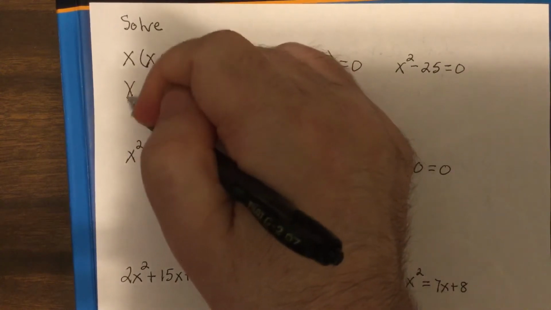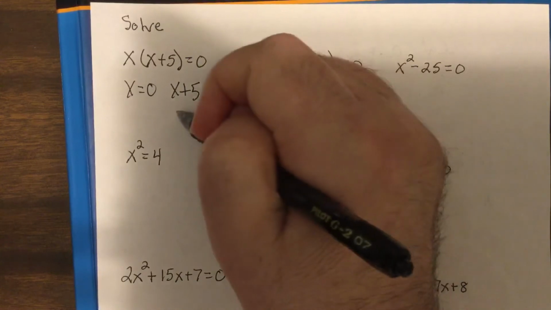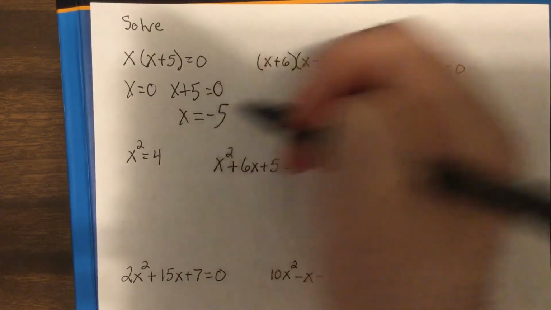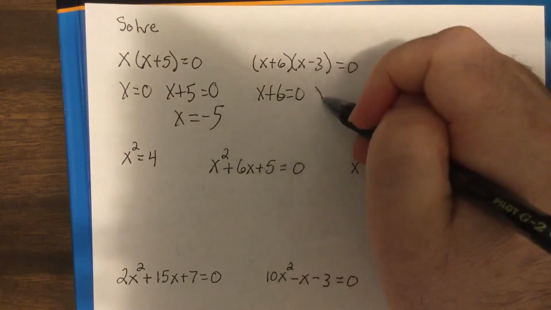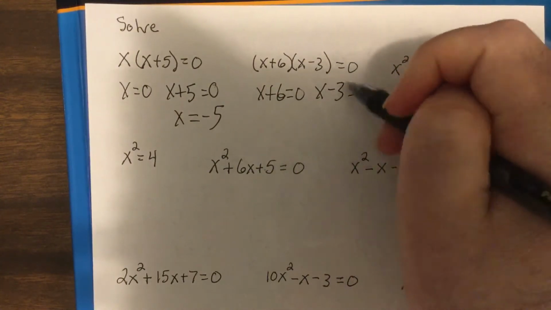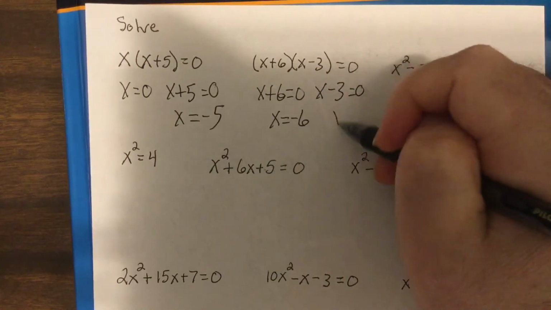Okay, so it'd be x equals 0 or x plus 5 equals 0. So subtract 5. Here x plus 6 equals 0, or x minus 3 equals 0. Subtract 6, add 3.